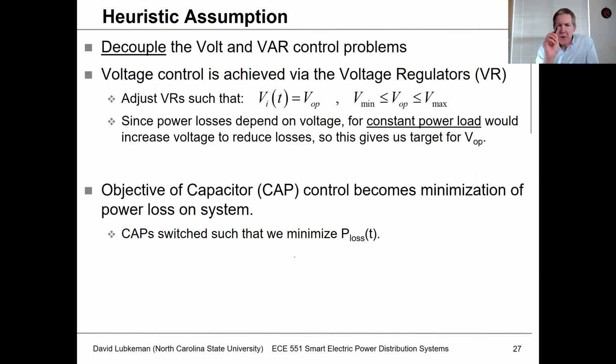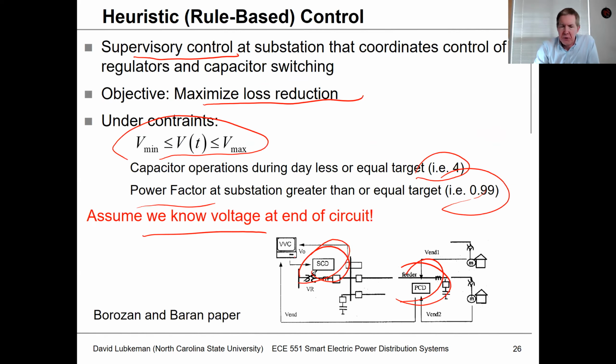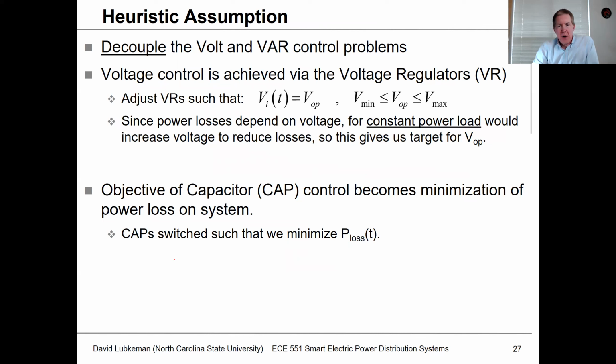In most heuristic approaches, and what I'm going to show here is based on a paper that Dr. Brown wrote a number of years ago with a postdoc, we could decouple the volt and VAR control problem. What this means is that capacitors impact primarily VAR flow, so we figure out what the capacitor setting needs to be. Regulators control voltage, so we figure out what the voltage regulator settings need to be. And if needed, we coordinate the two where it becomes necessary.